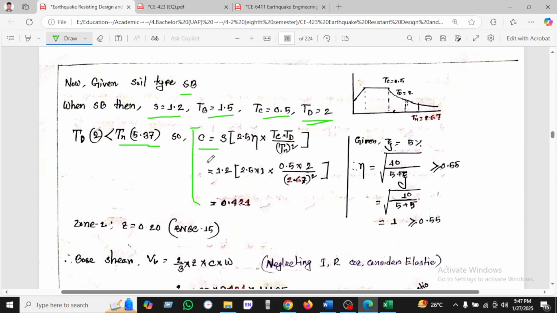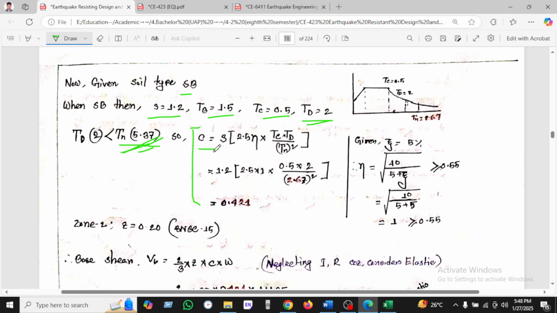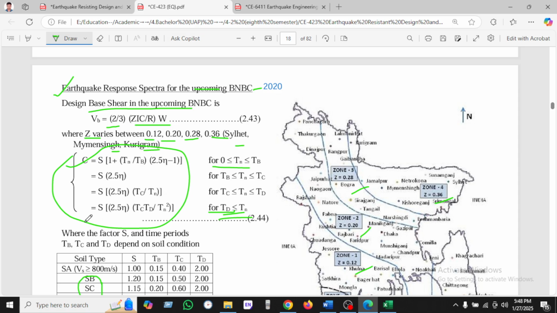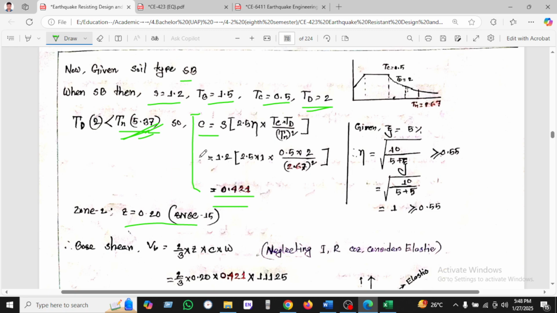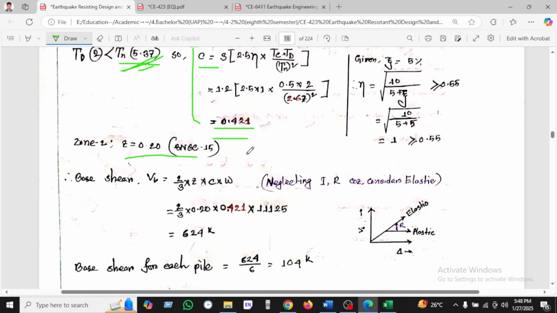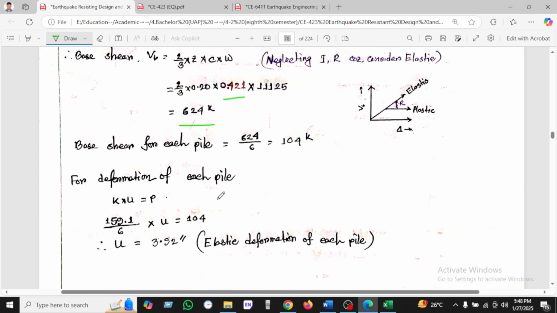So if we find the value of T is 5.36, which is greater than TD, then we will use the formula for TN greater than TD. So this formula will be used, TC into TD over T square. Yes, this formula we have used as the condition of this, and found C value is 0.425 and Z value is given here. This is the equivalent static method we have used, and putting all these values we found the base shear 624 kip.